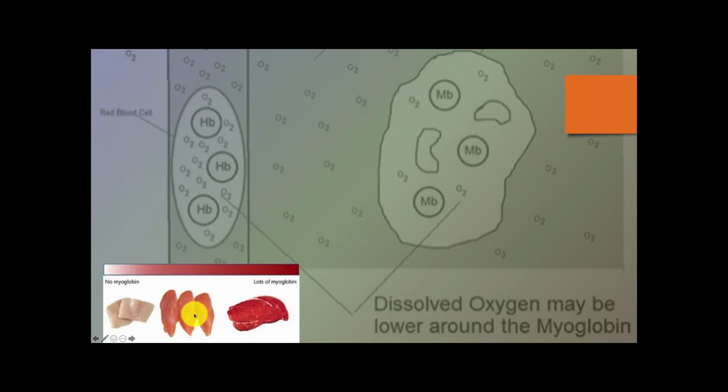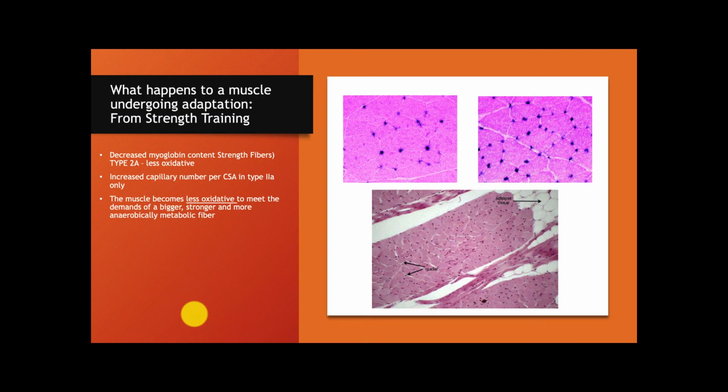Yeah, there are conversions of fibers. There are hybrid fibers that we get when we do certain types of exercises. So that's the myoglobin story. What happens when we begin to strength train is we have a decreased myoglobin content, specifically in those type 2A fibers. Why does that happen? Well, because we're training the muscle in a certain way where it's becoming less oxidative.